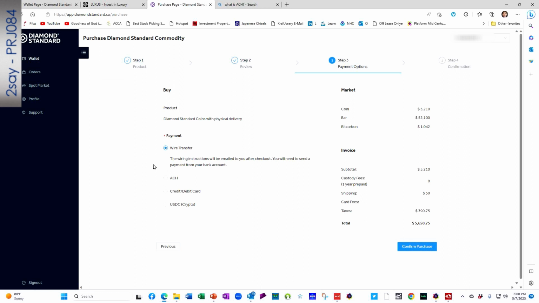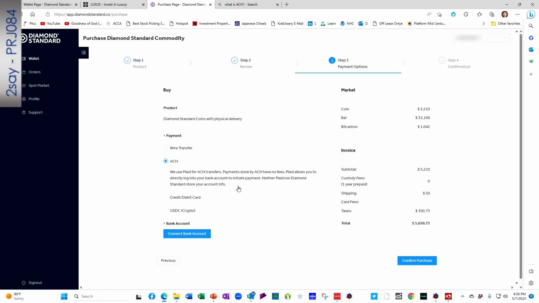I am going to use an ACH transaction, an automated clearinghouse transaction. Think of this as an electronic check, and Diamond Standard will know very shortly, be able to confirm that the money was sent and received successfully. They're using a company called Plaid, P-L-A-I-D, to process the ACHs. So the first time I saw that, I'm like, what is Plaid? It's just a company they're using to process the transactions.